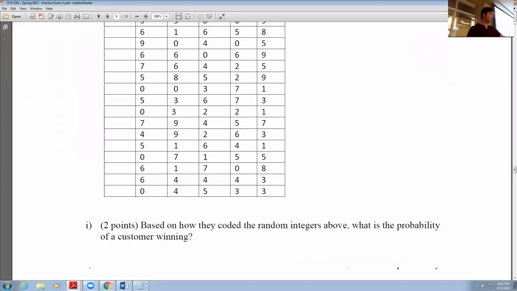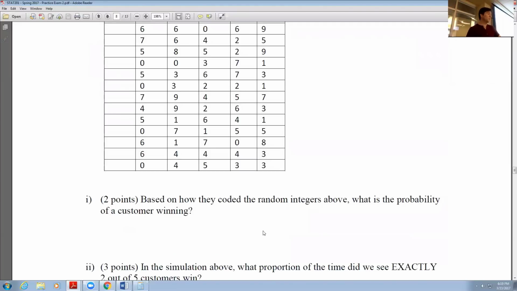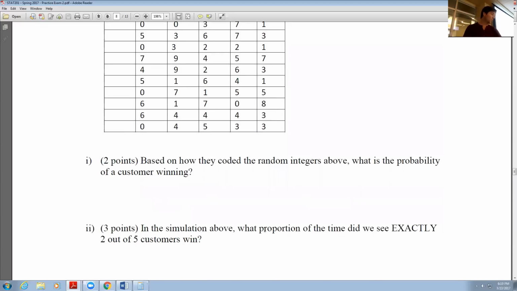Based on how they coded the random numbers, what is the probability of a customer winning? Easiest question we got. 0 and 1. What do you get if you put 0 on top of 1 through 9? How many numbers are there? If you took, yep. So 0 and 1 is 2 numbers out of 10. Does that make sense? So there's 2 out of 10 because 0 to 9 is 10 numbers, because 1 to 10 is 10 numbers. Does that make sense? It's just like 10 is at the bottom and it's 0. So there is a 20% chance somebody wins.